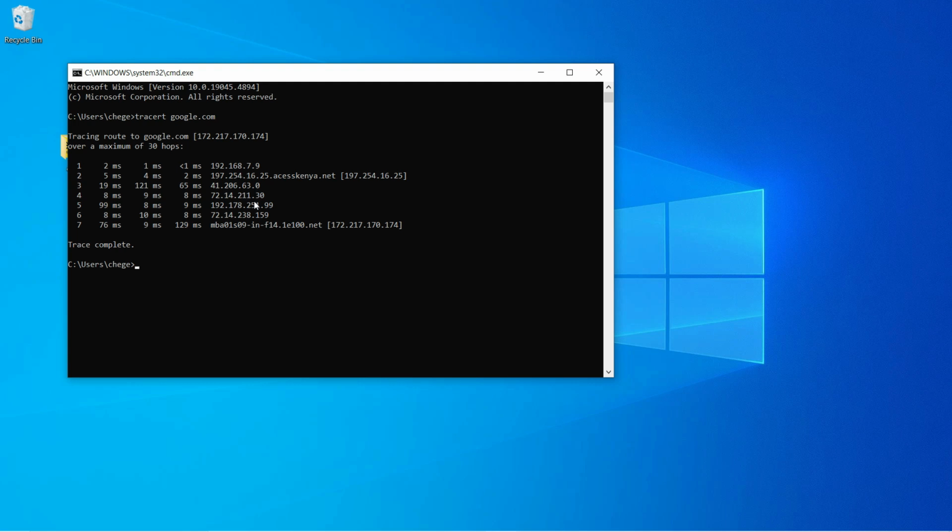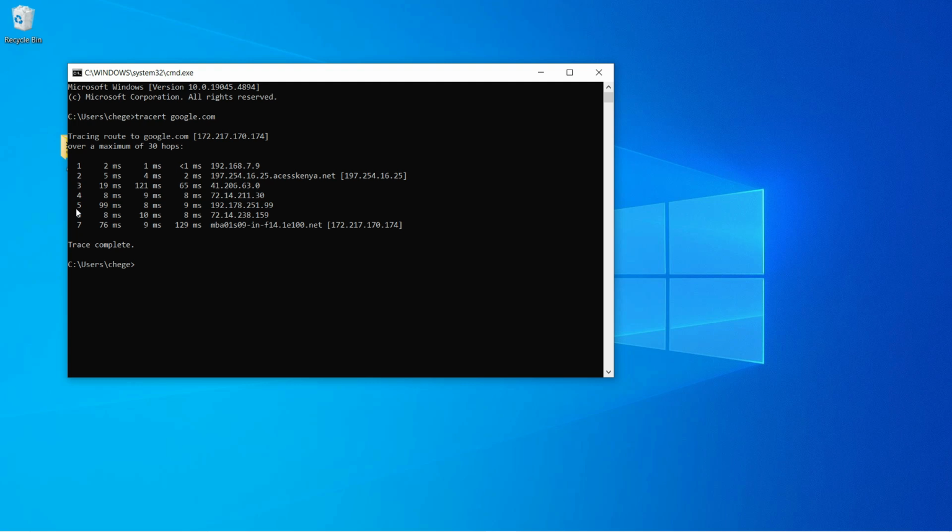So let's interpret these results, or the output of a traceroute. When you run the traceroute command, the output displays several key items. One of them is the hop number. These numbers 1 to 7 are the routers it has taken to reach Google from where I am.